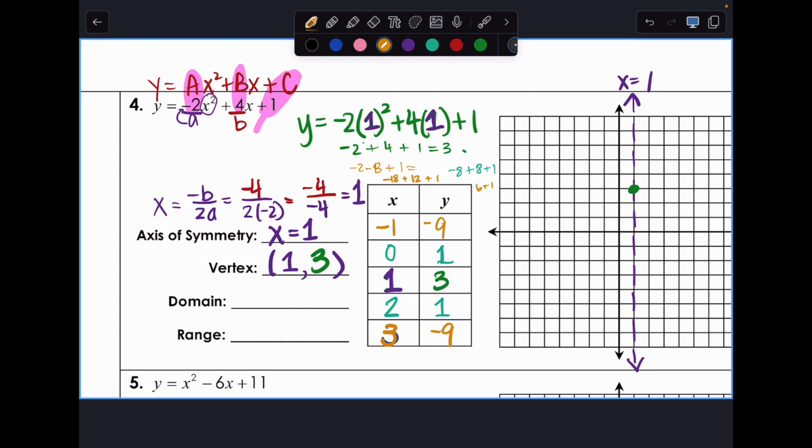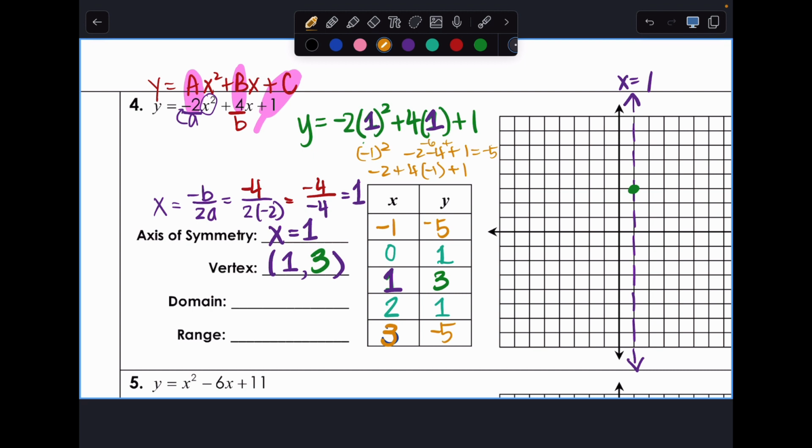Did I do this wrong? Please tell me. I feel like I did something wrong. Negative what? 5 for -1? Ah, that's where it went wrong. -2 minus 4 plus 1 is negative... wait, that's -6 plus 1 is -5. Yeah? All right.